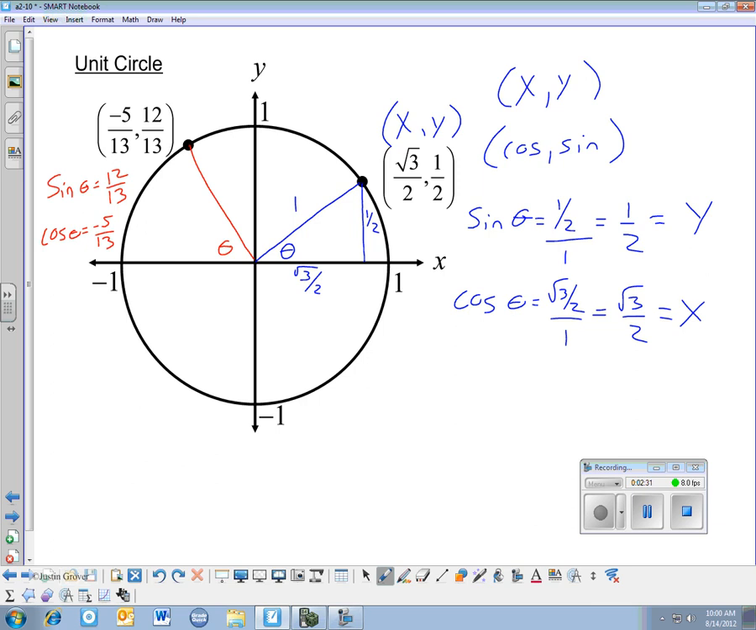So I don't need to really even draw my triangle and do stuff like that, because since I know my hypotenuse is 1 because it's a circle with a radius of 1, sine is just the y value and cosine is just the x value.